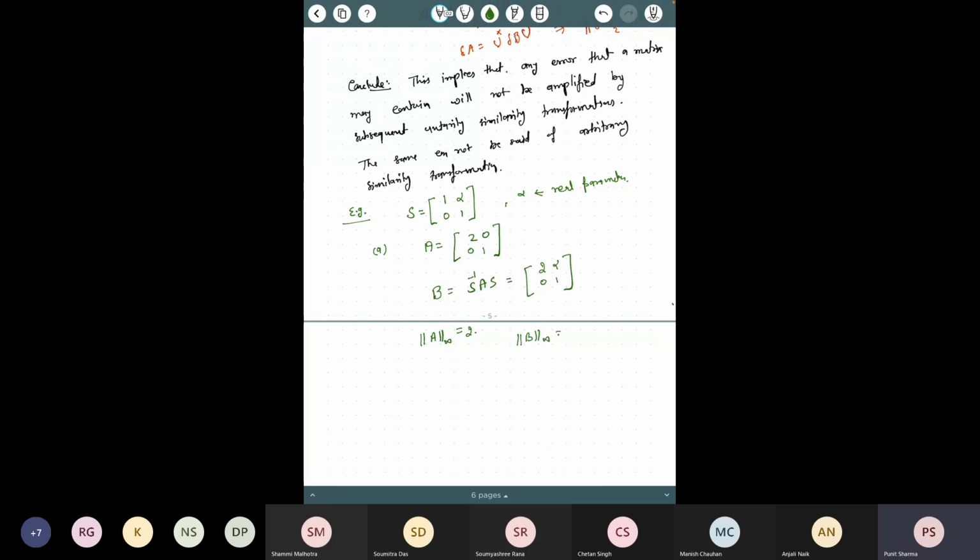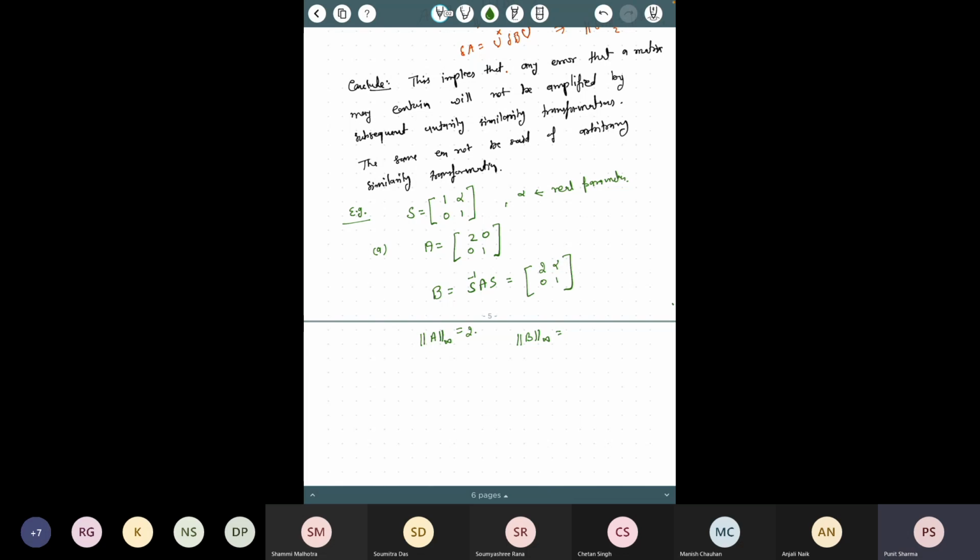This can be made arbitrarily large by choosing this alpha. By choosing alpha arbitrarily large, we can make this infinity norm of B arbitrarily large. But similar thing can be said for the 2 norm also. Here I use the infinity norm just to show you, because the infinity norm is easy to compute here. But if you look at some other norm, it would be difficult to find that norm. But the same thing can be said for that also.